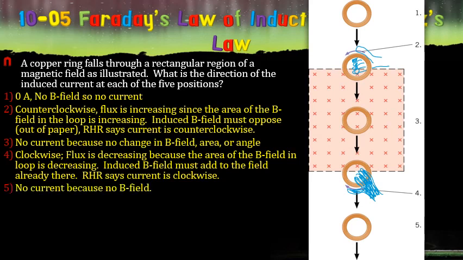Finally, position 5 has no current because there's no magnetic field. It's not entering or leaving any. The flux is not changing, so there's no current.